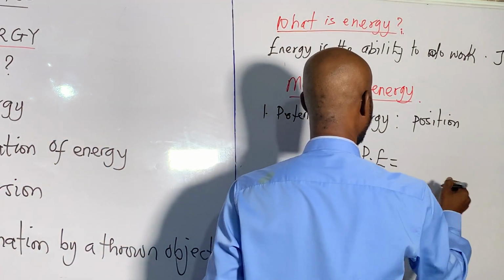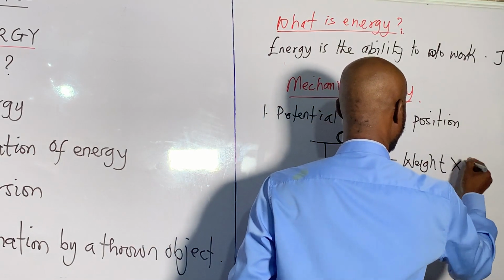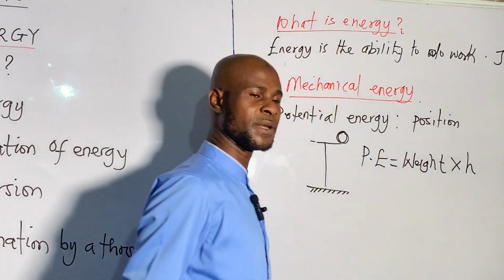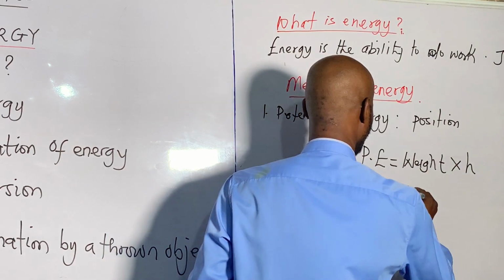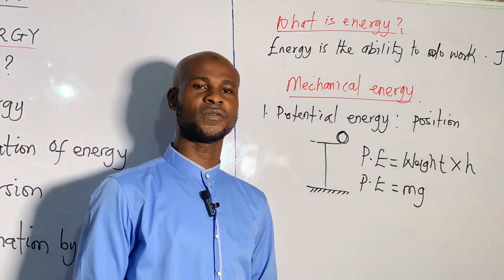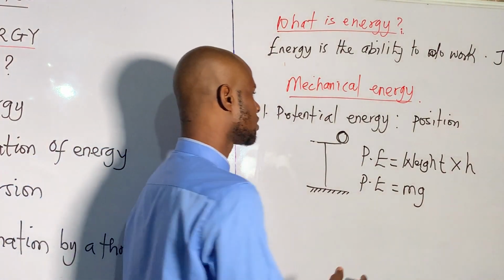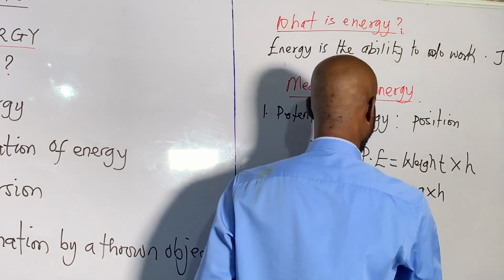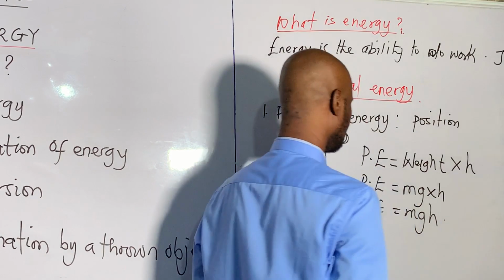So we say potential energy is the weight of the object multiplied by the height, which is the displacement. So we say potential energy here equals mass times gravity, which is weight. The weight of an object is a multiplication of the mass of the object and acceleration due to gravity. So we have times h. So potential energy equals mgh.